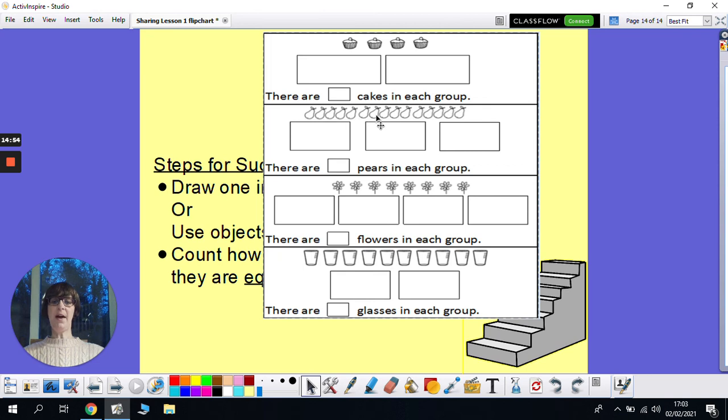Same for the pears. Make sure you share them out carefully. Make sure they're equal numbers in each group. This time we're sharing between 3 groups. Don't forget to cross them off when you've drawn them down in their boxes. And then tell me how many pears are in each group. Same for the flowers and same for the glasses.